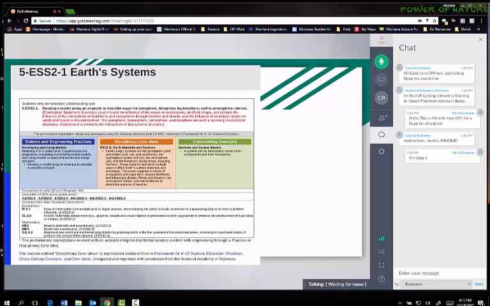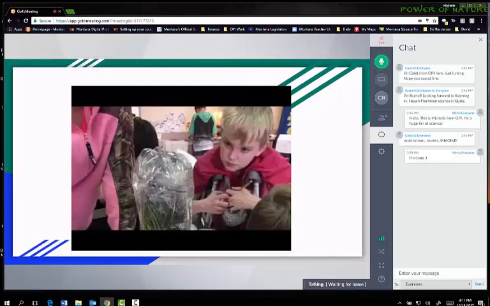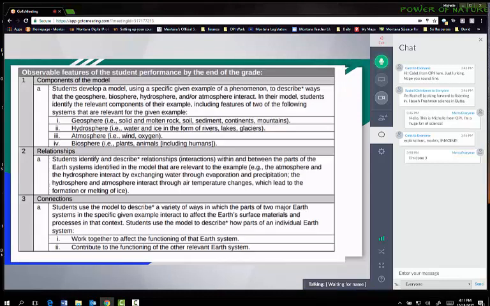And so this is the same thing for 5th grade. And then if you would click on the evidence statement, it looks like this. And so I'm looking at students to develop a model that has a geosphere, hydrosphere, atmosphere, and biosphere, and talk about the interactions within that.